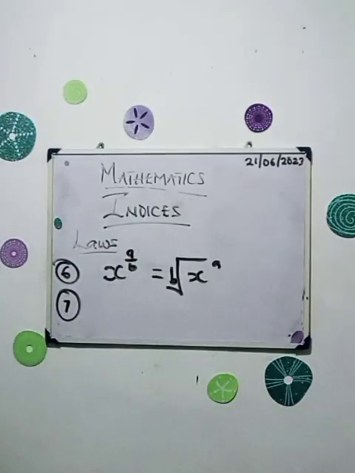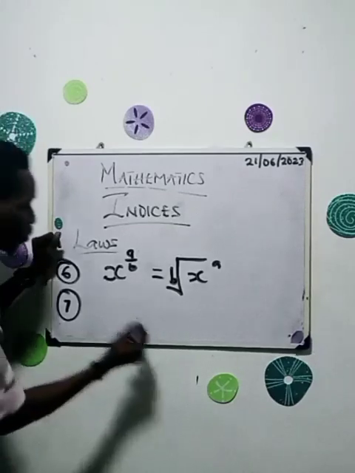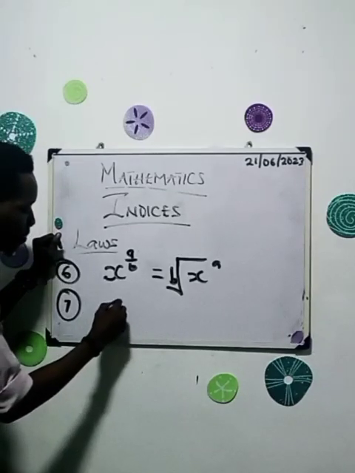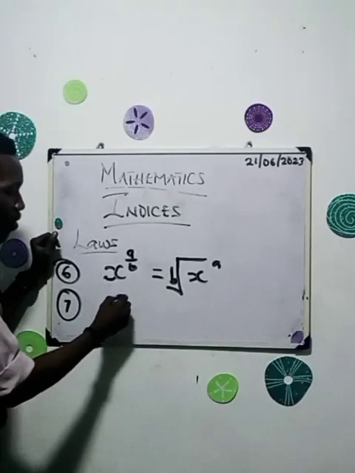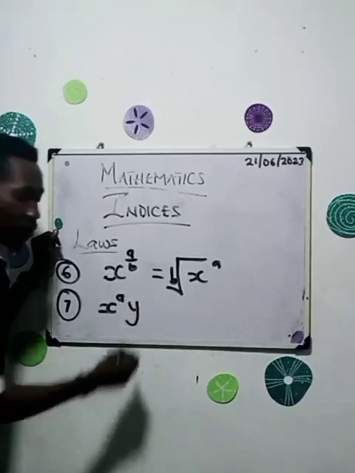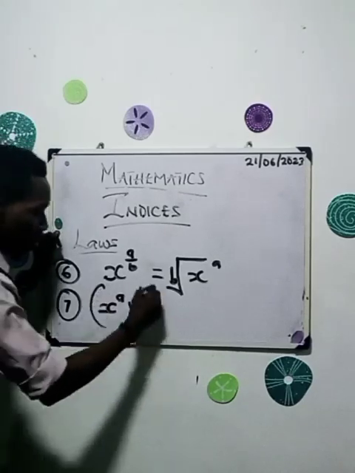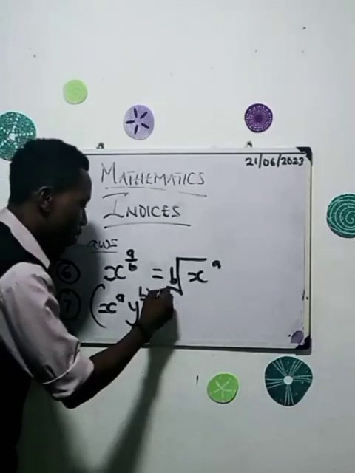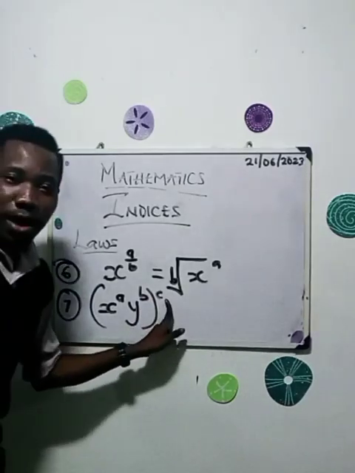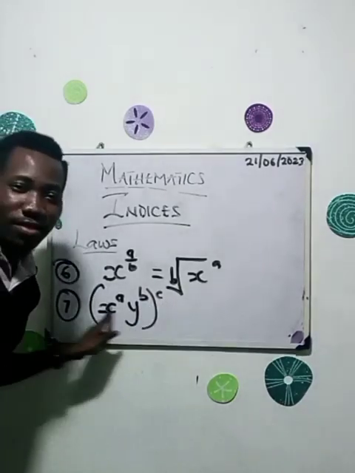Now number 7. So rule number 7 says, if you have something like x raised to the power of a and y raised to the power of b, now all in brackets raised to the power of c, this power is not affecting this alone, it's affecting everything.